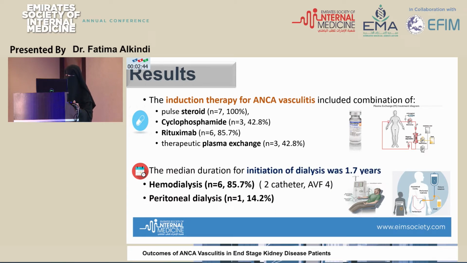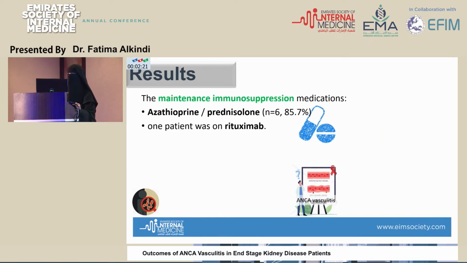How about the progression to end stage? In our cohort, the median duration was around 1.7 years from the diagnosis of ANCA. The majority of patients were maintained on hemodialysis, 85%, and only one patient was maintained on peritoneal dialysis. For hemodialysis patients, the majority were through arteriovenous fistula. Let's go to the maintenance therapy for our cohort. Azathioprine and prednisolone was the cornerstone. 85.7% were maintained on this, and only one patient was maintained on regular rituximab every 6 months.